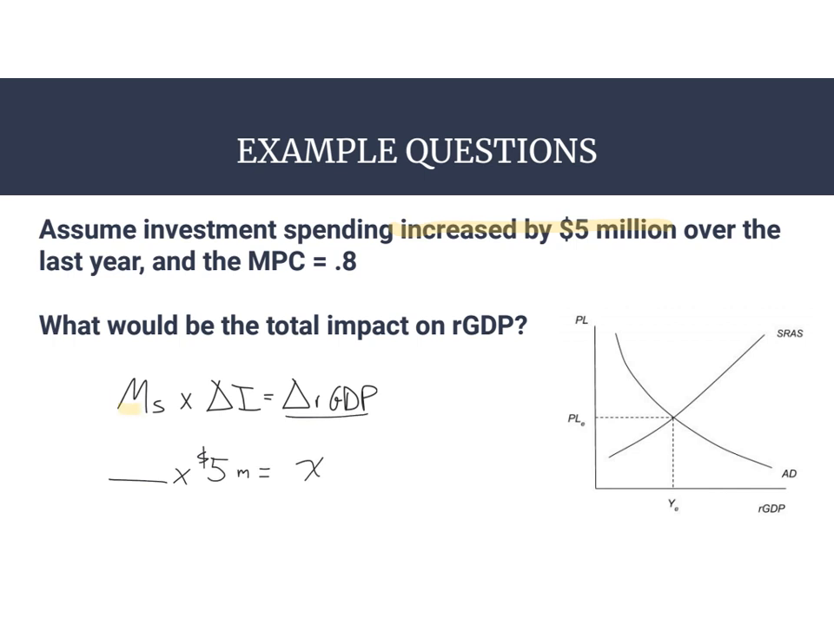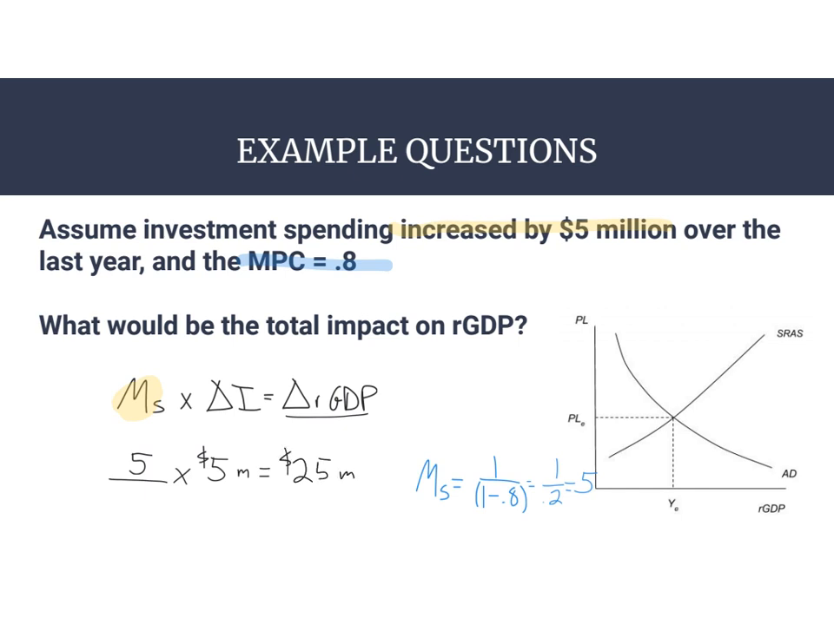Now we have to figure out the spending multiplier, and we can do that using the given information of the MPC. Since the MPC is 0.8, we can figure out the spending multiplier, because the spending multiplier is 1 over the MPS, or 1 over 1 minus MPC. In this case, 1 minus MPC is 0.2. So the spending multiplier is 1 over 0.2, which would give you 5. Therefore the formula is just 5, which is the spending multiplier, times 5 million equals, and that's going to give us a total change in output of $25 million.